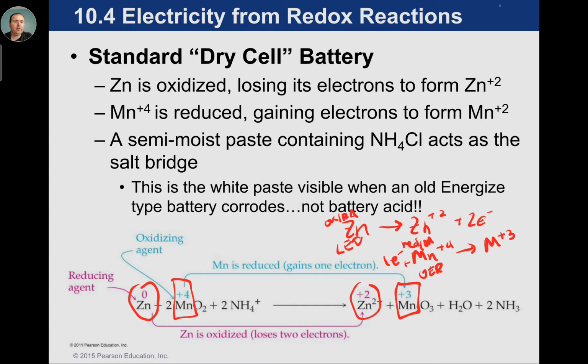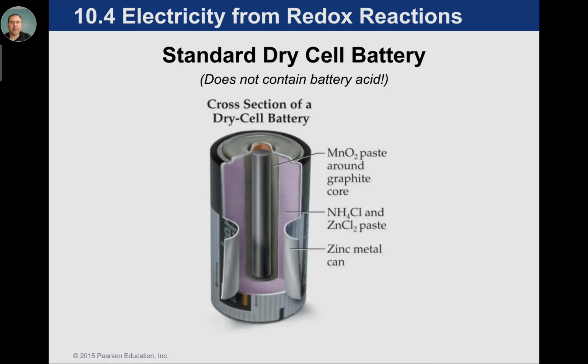These batteries are important because these are the batteries that you use on a regular basis. These are the Energizer, the Duracell, the Rayovac, the Dollar General kinds of batteries. And they have a manganese dioxide paste, which is kind of a grayish black paste, kind of dark brown. It's around a graphite core. And then we have this ammonium chloride and zinc chloride paste, which is white. And this zinc metal can.